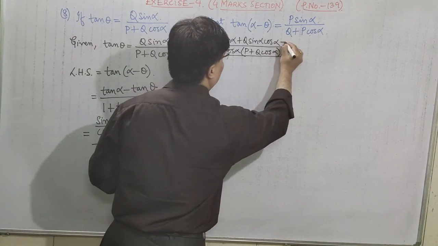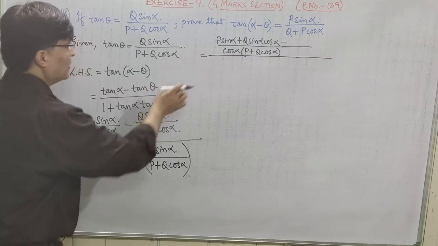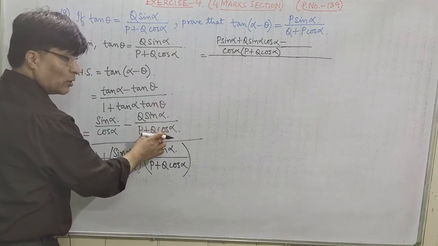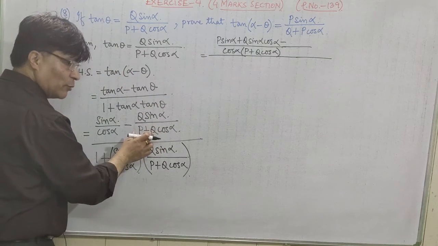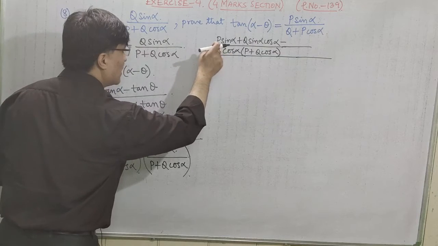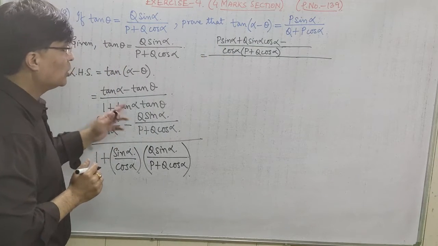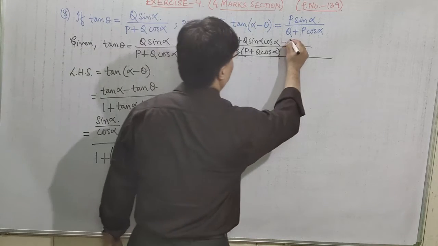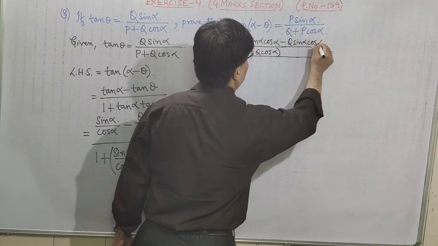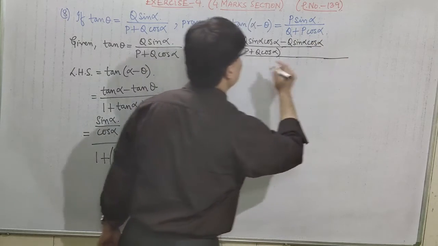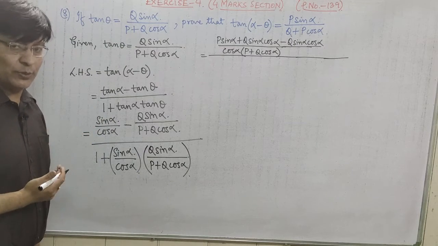Then the minus sign is there. Then after the minus sign, what will you write? Again, this LCM is divided by p plus q cos alpha. This p plus q cos alpha and p plus q cos alpha will be cancelled. You will have cos alpha, and this cos alpha is multiplied by q sine alpha. So it is q sine alpha cos alpha. So you know how to simplify it, isn't it? We have taken the LCM and we have simplified the numerator.